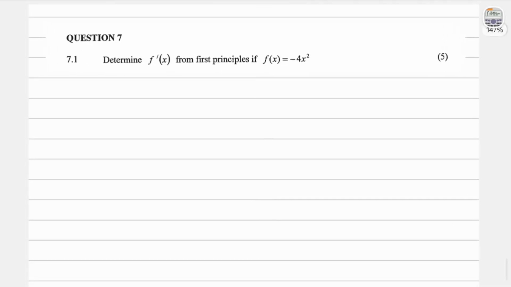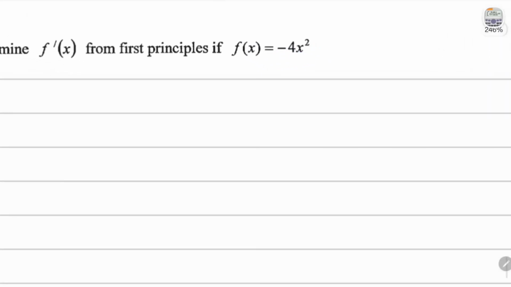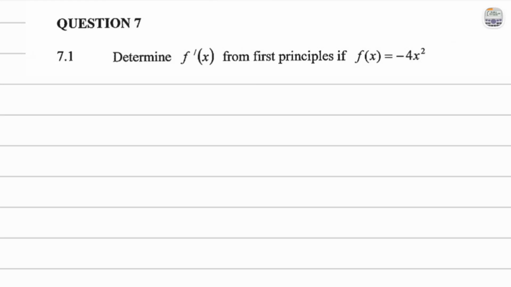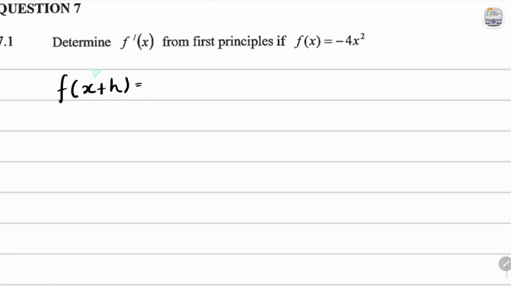Question 7.1 says, determine f prime of x from first principles if f of x is equal to negative 4x squared. From the formula for the derivative using first principles, you know that you're going to have to find f of x plus h. So let's go ahead and expand that already. Wherever you see x, replace it with x plus h. So this is negative 4 multiplied by x plus h, and then all squared.